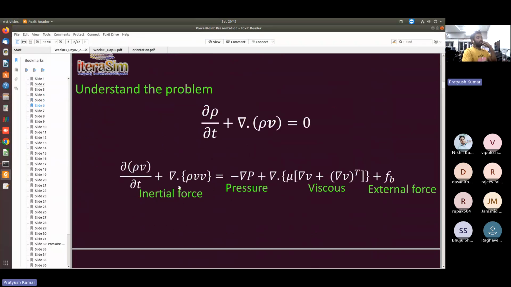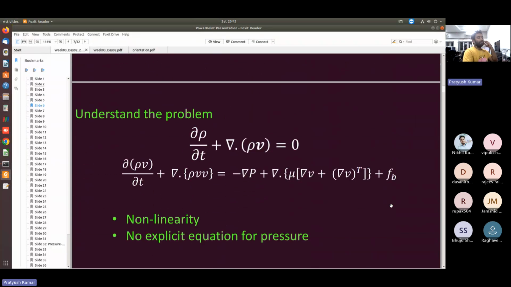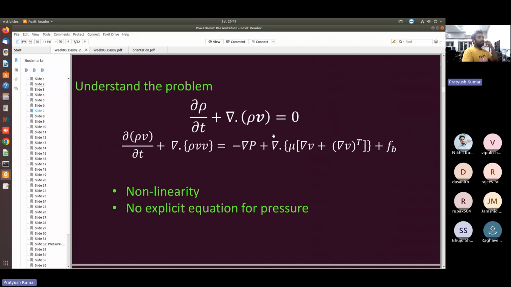So if you see the equations, this term is known as the inertial force, this is the pressure force, this is the viscous force, and this is the external force, any kind of external force that we can assume here. Okay, so the problem here is the non-linearity present in this equation. This term is known as the non-linearity in the given partial differential equations. So this non-linearity we have to deal with, and also we don't have any explicit equation for the pressure here.